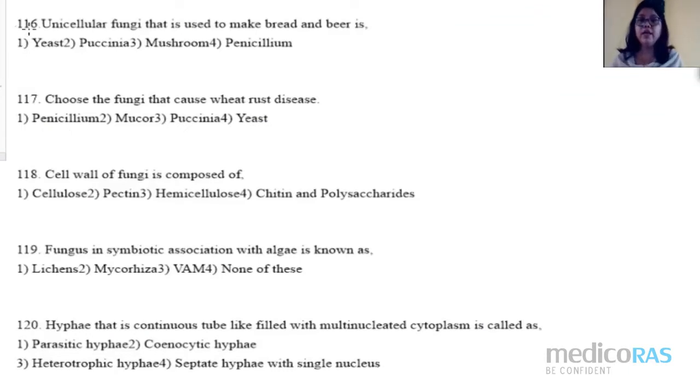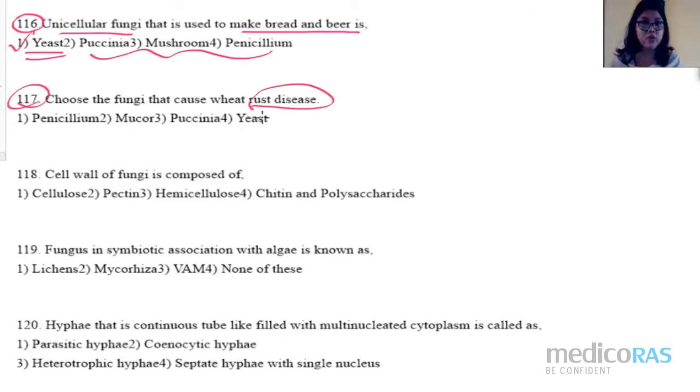So here we can see question number 116. They are asking about the unicellular fungus which can make bread and beer. And we know out of all these 3, please remember fungi are normally multicellular, they have loose tissue, but except one, and that is yeast. So the answer is yeast. Now question number 117, you can see here they are asking about the rust disease.